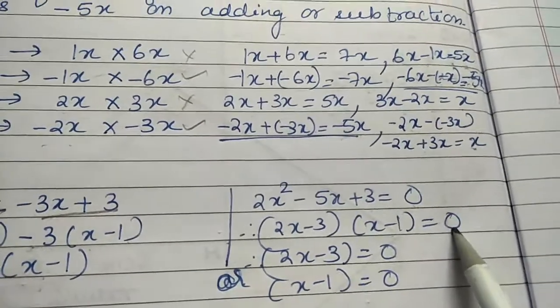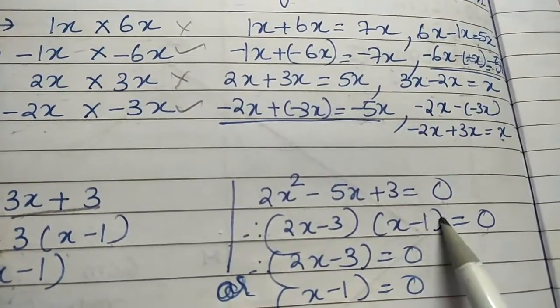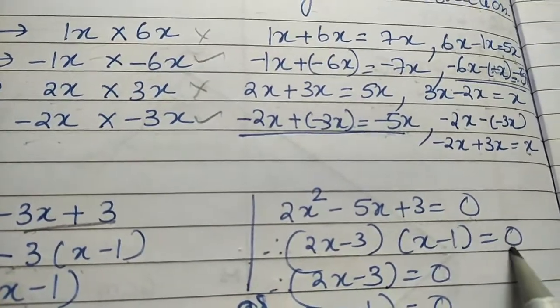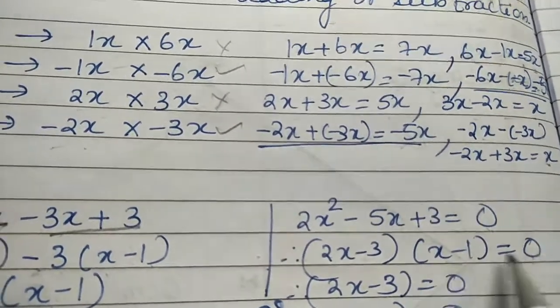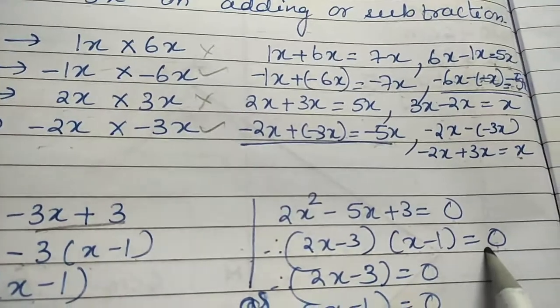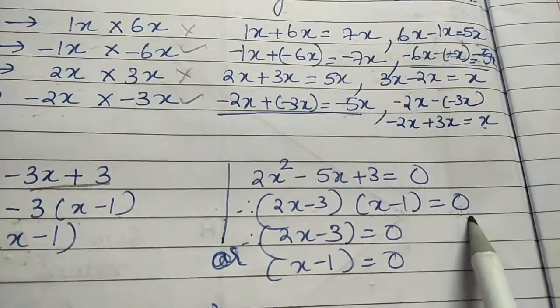Now when do you get 0? Either this is equal to 0, or this is equal to 0. Either of them should be 0, then only you get the answer 0. That is, 2x minus 3 multiplied by 0 will give you 0, or 0 multiplied by x minus 1 will give you 0. So either of these should be 0, then only the answer will be 0.